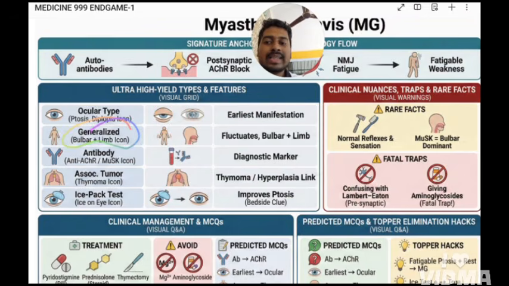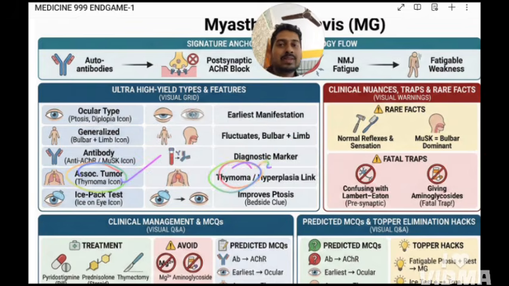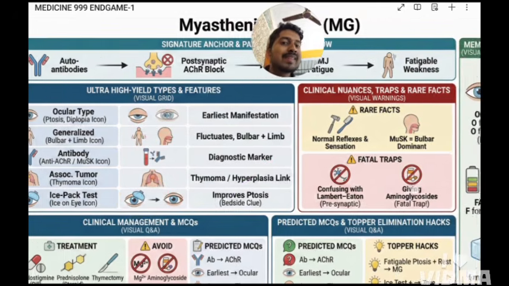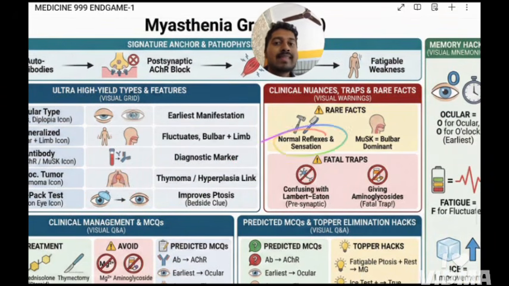Second, it will be generalized, that is, it will involve bulbar muscles also. It can involve the limbs also, and it fluctuates. Third, which antibody is involved? Very important: it is the anti-acetylcholine receptor antibody, and second is the MuSK antibody, anti-MuSK antibodies. This is the diagnostic marker. Now there is an important link between myasthenia gravis and thymoma. If there is a thymoma, it can release some antibodies, and these antibodies can cause myasthenia gravis. Next, the ice pack test. When you keep ice on the eyes, symptoms actually improve, your ptosis improves. This is a bedside clue for myasthenia gravis. Important thing: reflexes are normal.